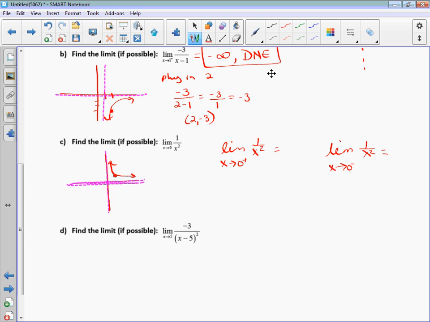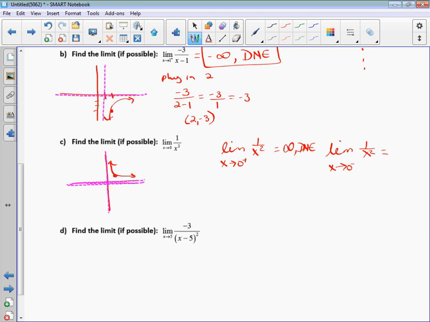All right, so as x approaches 0 from the right, what would you tell me the limit is? Good. Infinity, comma, does not exist. All right, that's not enough for this problem though. We also have to do from the left.